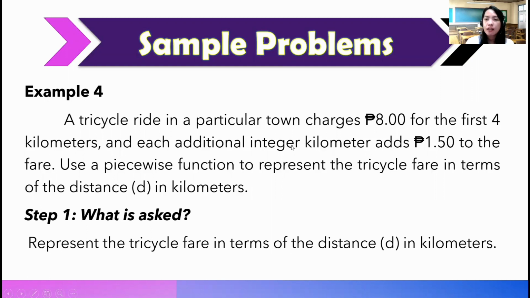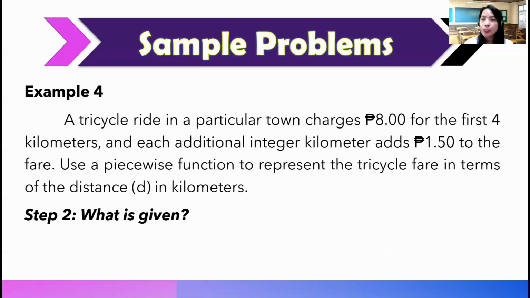From this problem, we have to understand na ang 8 pesos na tricycle fare ay para lang sa first 4 kilometers. Kung hindi naman kalayo yung iaandar ng tricycle, say for example, nasa 2 kilometers lang, ang babayaran mo ay 8 pesos pa rin. Paano kung 1 kilometer lang yung inandar ng tricycle? Magkano ba yung ibabayad mo? 8 pesos pa rin. What about 3 kilometers? 8 pesos and 4 kilometers, 8 pesos pa rin. Yan yung unang condition. Ang sabi sa second condition, na pag yung additional integer kilometer lumagpas na sa 4 kilometers, magdadagdag ka na ng 1 peso and 50 centavos sa kada integer kilometer na iaandar nung tricycle.